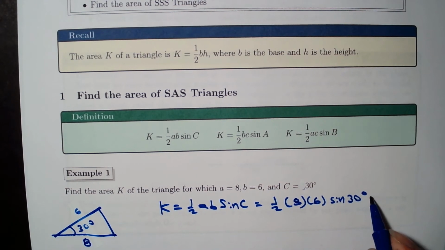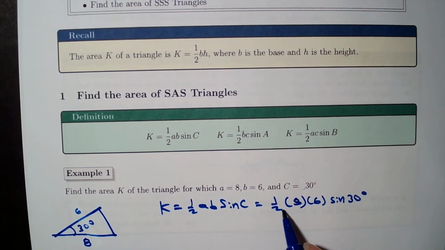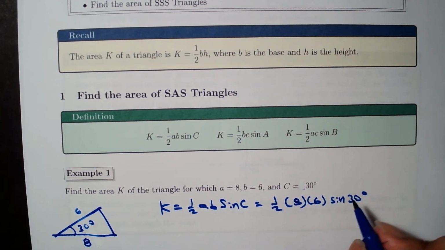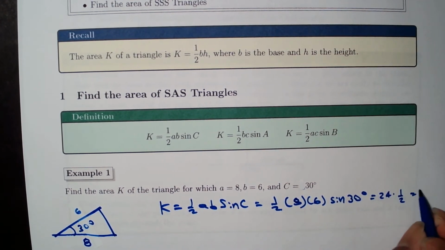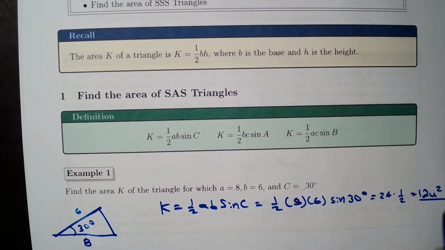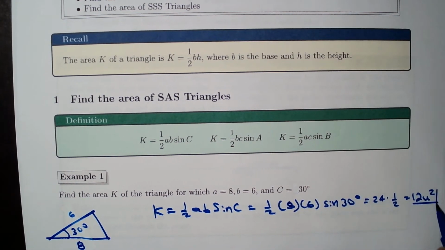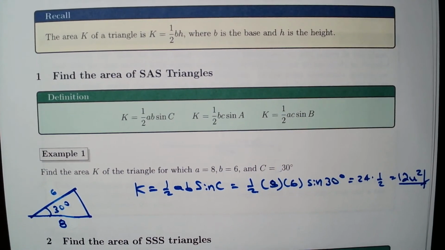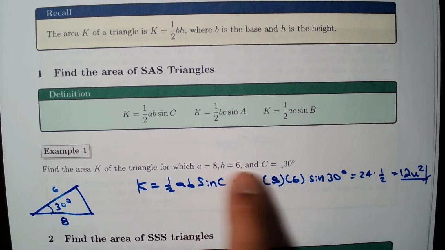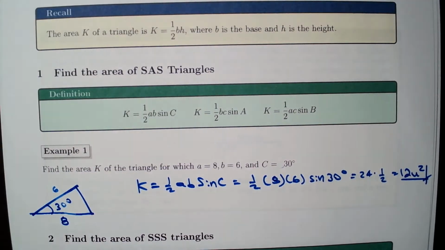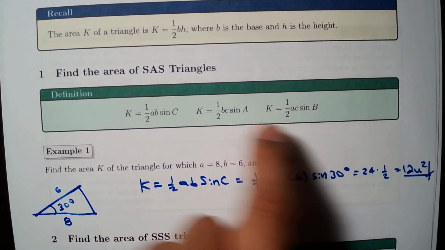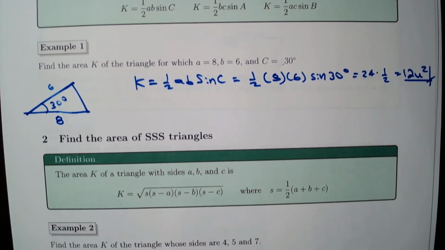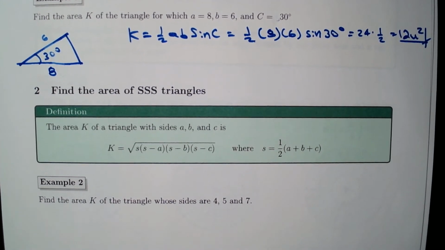So 8 divided by 2 is 4, times 6 is 24, times sine of 30, which is 1/2, that's 12 units squared. Keep in mind that this is area, so the units have to be squared. So that's one simple example. It's very formulaic. Just be mindful of the letters that you are given to fit the formula. Now find the area of an SSS triangle.